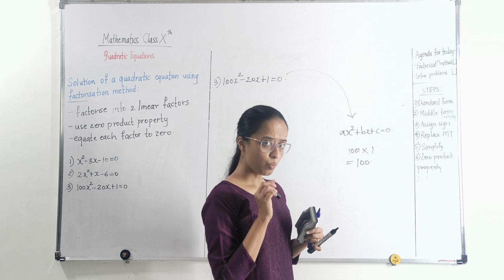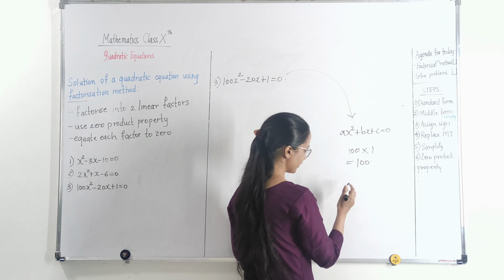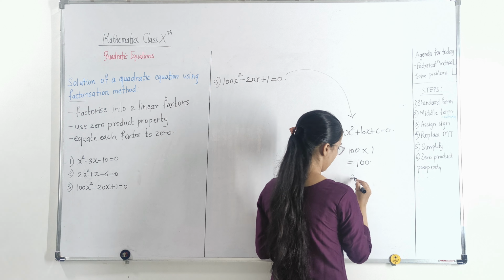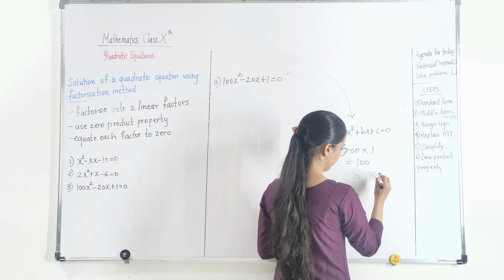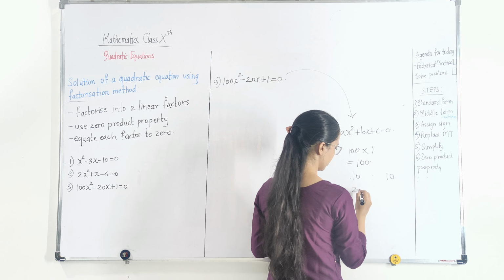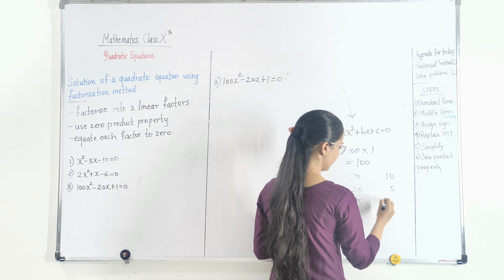So in that case, what are we supposed to do? We have multiple choices apart from 10 into 10 as well as 20 into 5 and 25 into 4.